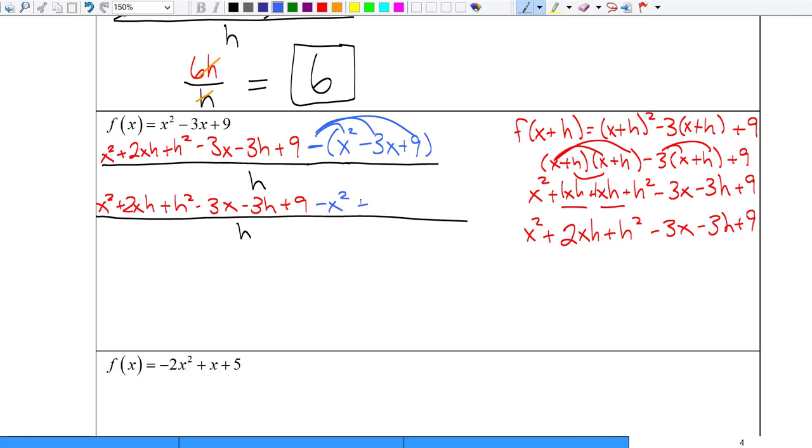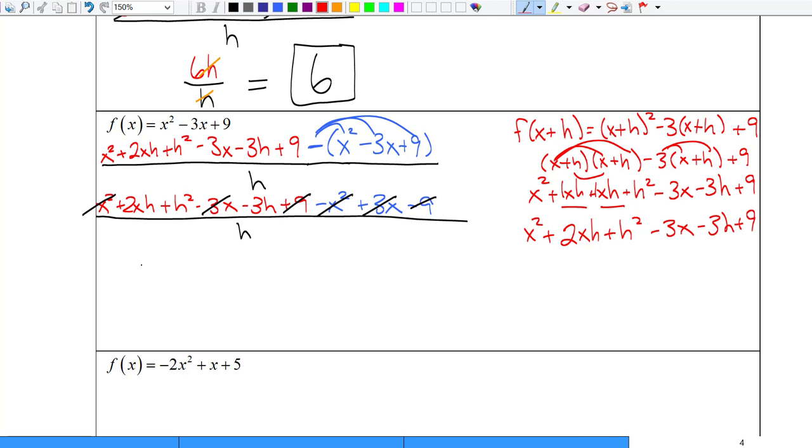Minus x squared plus 3x, because a negative times a negative is a positive 3x. A negative times a positive is a negative 9. And at this point, this is as long and nasty as it's going to get, because at this point, things are going to start adding to 0. So x squared minus x squared, that adds to 0. 3x minus 3x, that adds to 0. Positive 9 minus 9, that adds to 0. And all of the blue terms should go away.